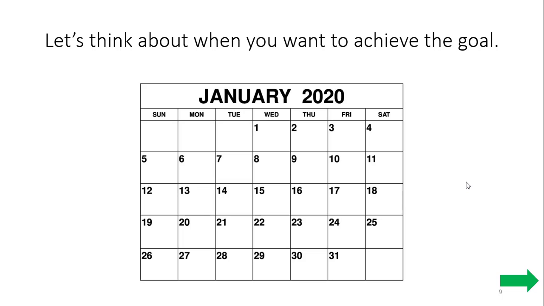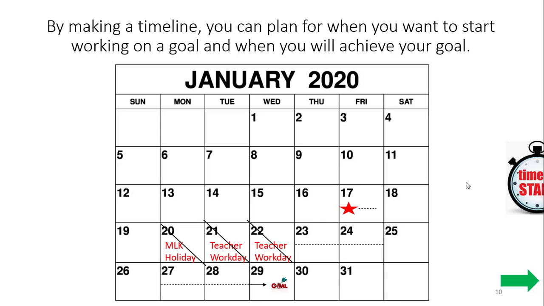Next, let's think about when you want to achieve the goal. So we're looking at the month of January because that's the month we're in right now. And the soonest that we would be able to start this plan is today, January 17th. By making a timeline for a plan, you can plan for when you want to start working on a goal and when you will achieve your goal.